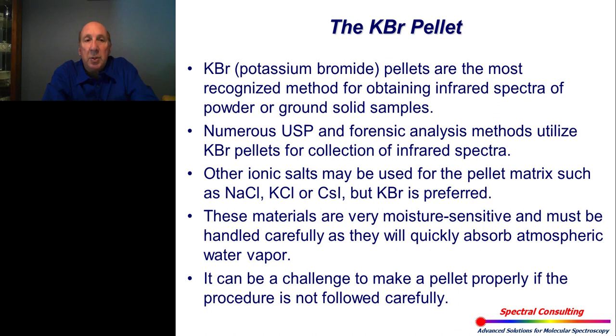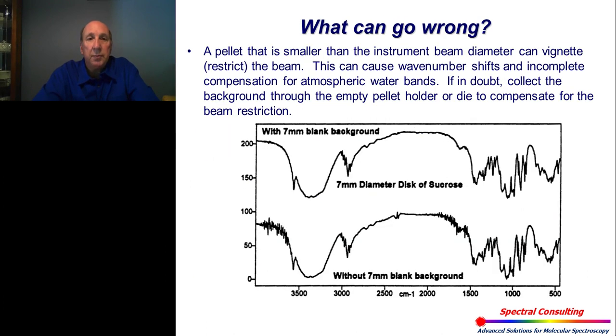So there's lots of USP and forensic analysis methods that utilize KBr pellets for collection of spectra. There's lots of different ionic salts that can be used for this, such as sodium chloride, potassium chloride, or cesium iodide, but potassium bromide is preferred. These materials are very moisture sensitive, and you've got to move quickly, because if you've got a lot of humidity in the laboratory, they'll suck that humidity and moisture right out of the air and become wet. And it can be a challenge if you don't use the proper procedure.